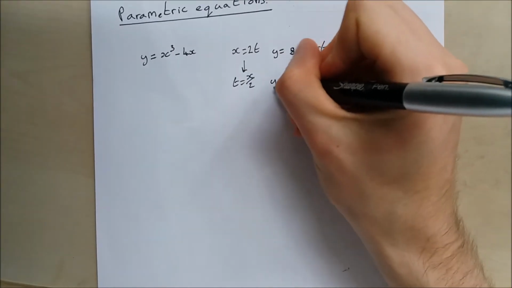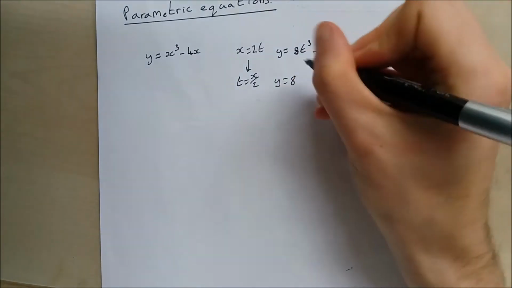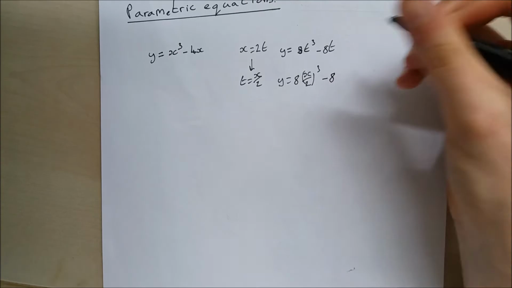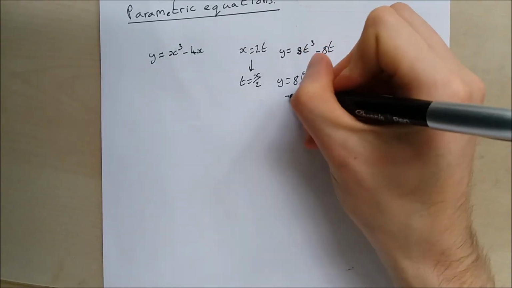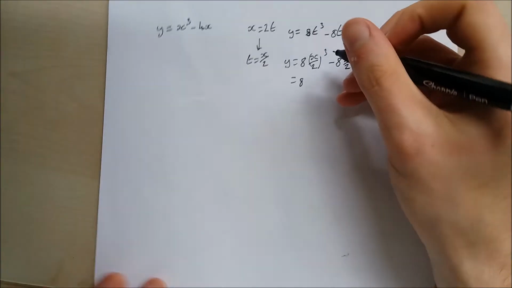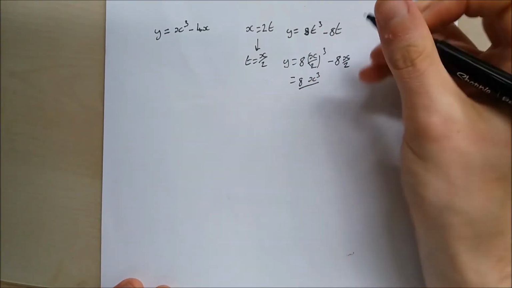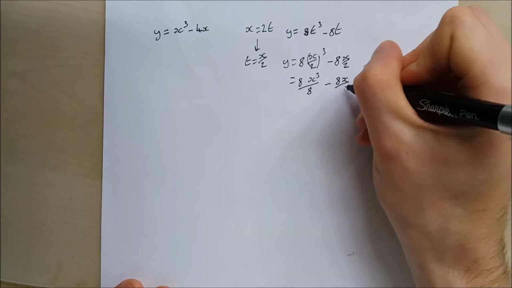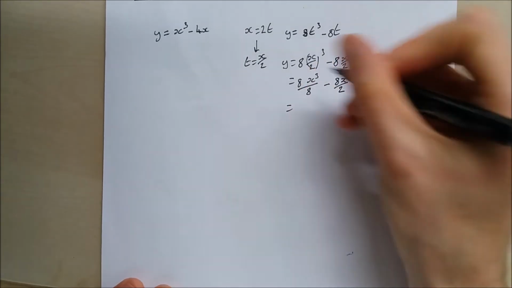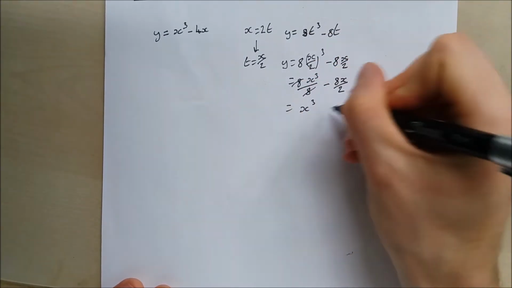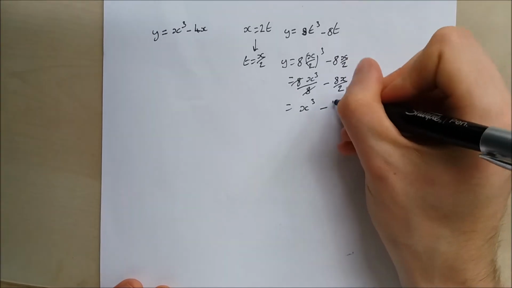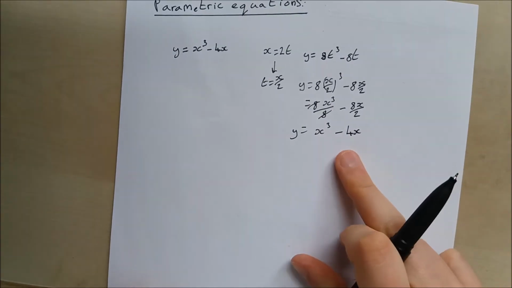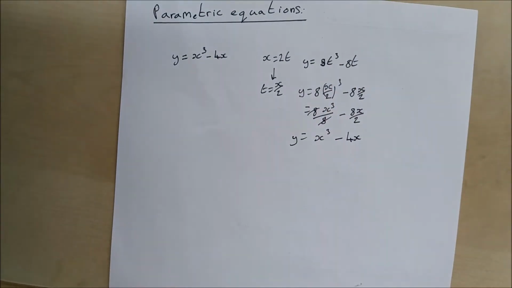So you have y equals 8 times (x over 2) cubed minus 8 times x over 2. Simplifying this, you have 8 times x cubed over 2 cubed, which is 8, minus 8x over 2. So these 8s cancel and you get x cubed, and then the 8 and the 2 cancel to 4x. And that is the Cartesian form, and these two make up the parametric form.